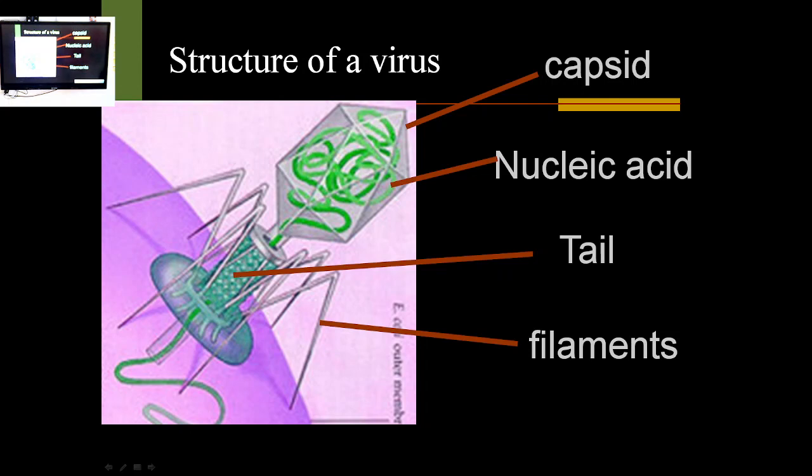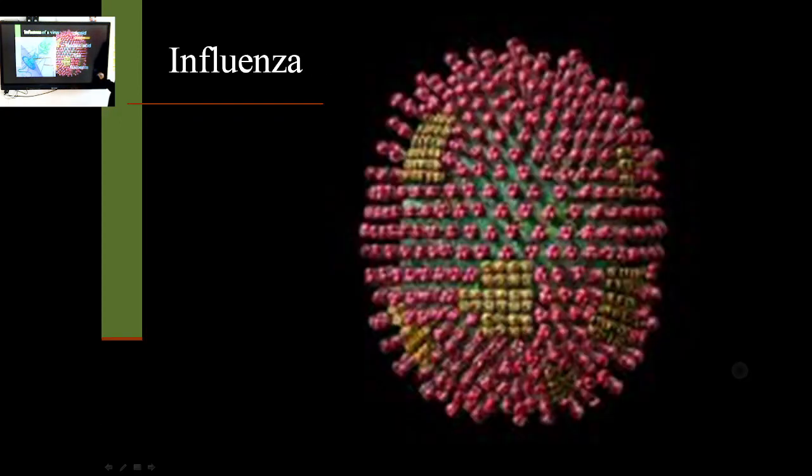This is the structure of the virus. As you can see here, this is the capsid, and this is the nucleic acid. The nucleic acid is either DNA or RNA. This is the tail, and these are the filaments. So the viruses are made up of a nucleic acid surrounded by proteins in the capsid, tail, and filaments.